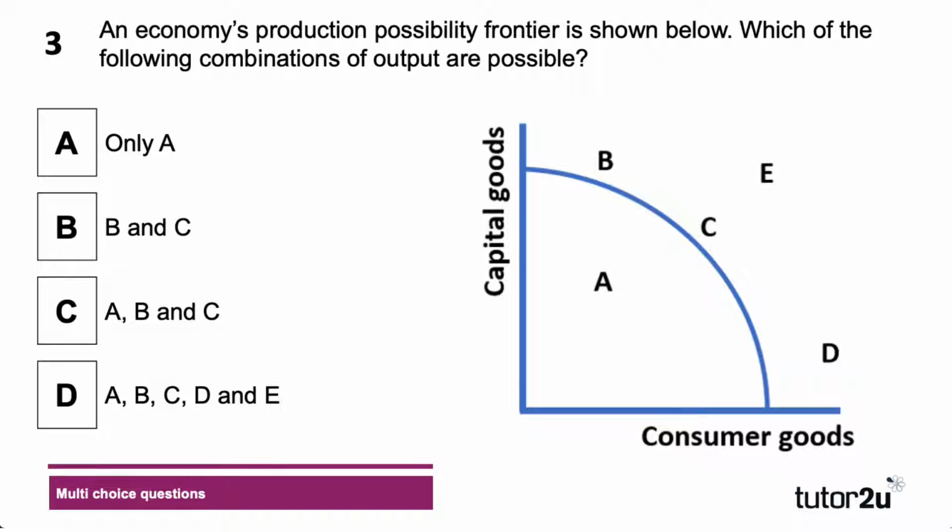Okay, so which of these following combinations are possible? I think you need to look quite carefully at this and interpret what the diagram is showing you. So is it only A, or is it just B and C? Is it A, B, and C, or is it all 5 of them? A, B, C, D, and E.